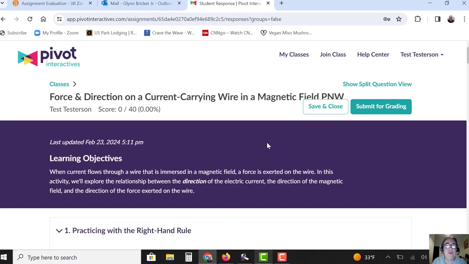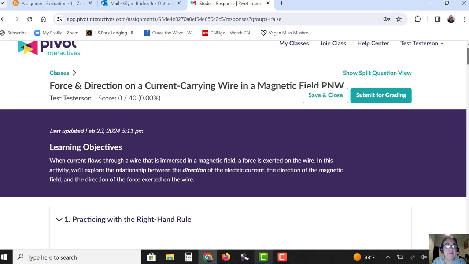So there's 4 parts to the lab. The first few deal with the direction of the force on a current carrying wire. And then the last part deals with using the Lorentz force law for a wire to calculate the actual length of the wire. Let's take a look at this.